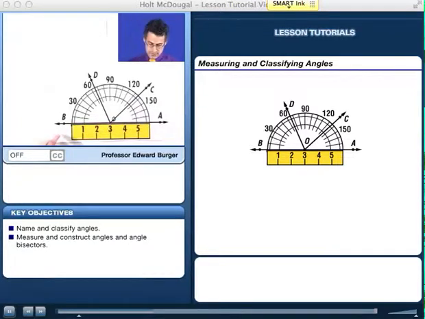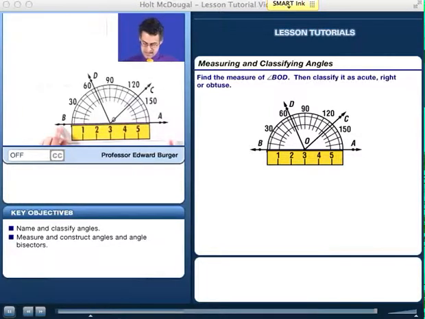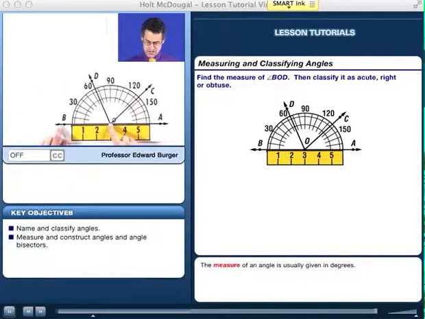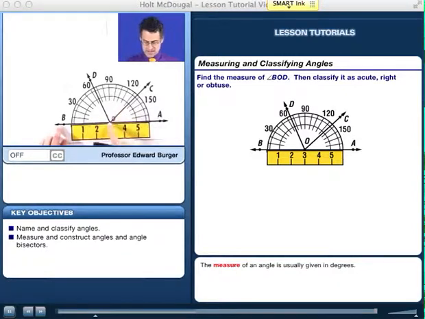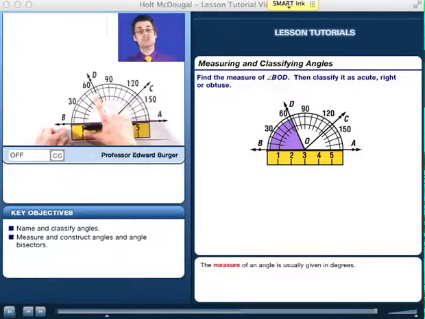So here you can see various angles appearing. And the first one I want us to consider is to find the measure of angle BOD. The letter O is right here, and traditionally that center angle in this context is usually used with an O. So BOD. I'm looking at that angle right there, and I want to find the measure of it. We measure that in degrees.